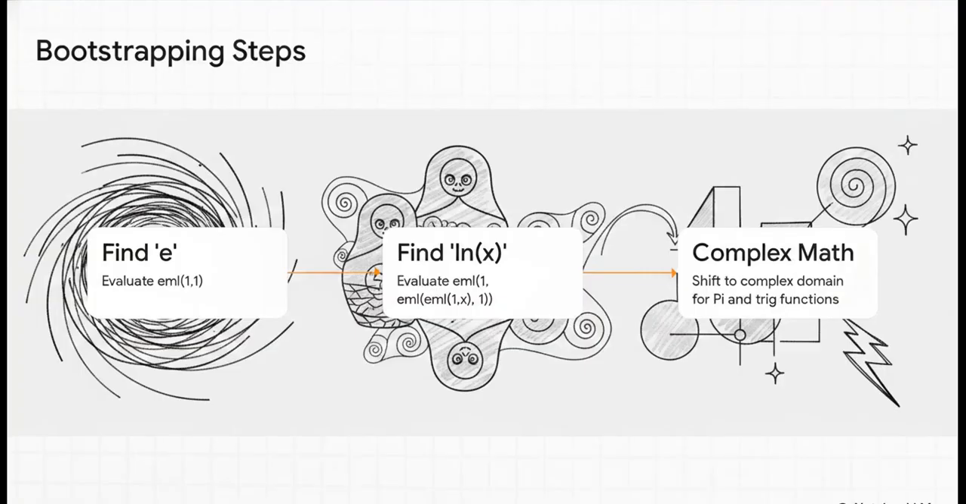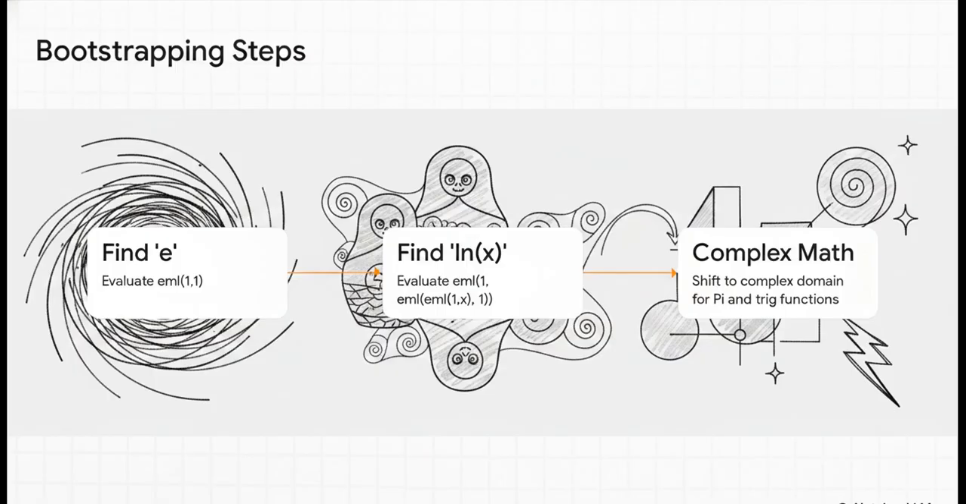Section 2. Bootstrapping the calculator, from EML to everything. So how do we constructively establish that EML is actually sufficient to replace every concrete scientific calculator function? Well, you start with what you have. EML of 1 and 1 generates Euler's number, e. From there, you just chain the operator to find the natural logarithm, which becomes EML of 1 and the EML of the EML of 1 and x and 1. It's basically a mathematical nested Russian doll.